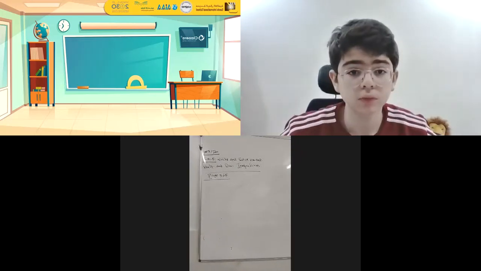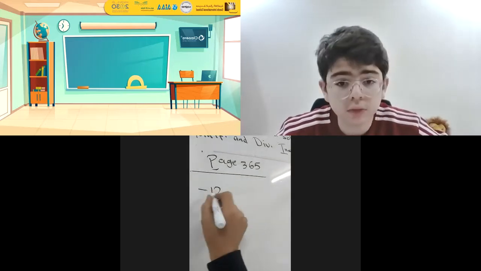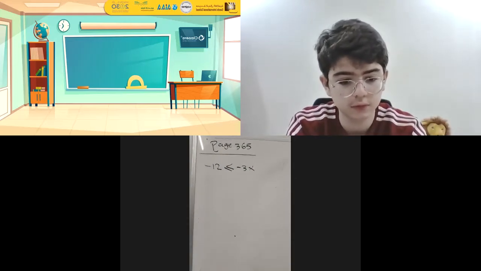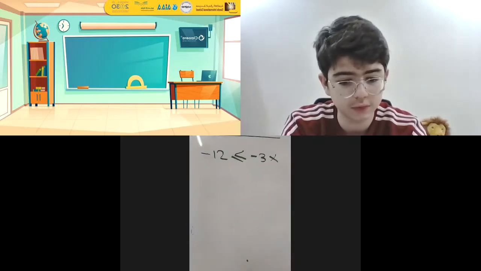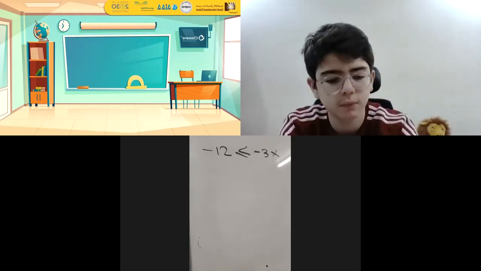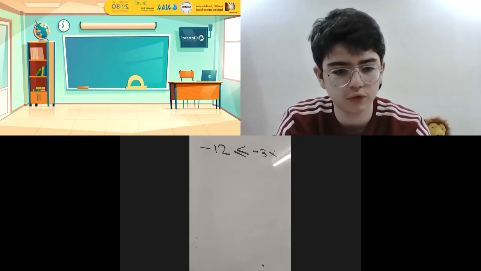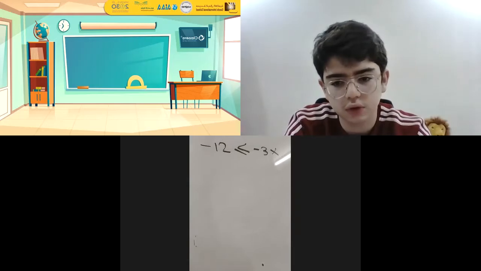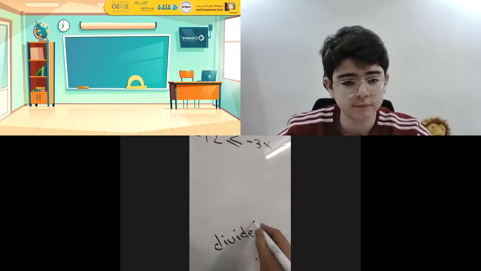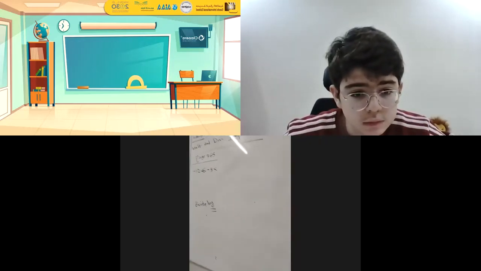Page 336, exercise 2. Negative 12 less than or equal negative 3x. This is an inequality. We need to solve it, right? Can you tell me what we have here? Do we have multiply or divide in the inequality? Multiply. What will we do if we have multiply? Divide, on negative 3. Not divide negative 3. Divide by negative 3 in both sides. See the word by? It's important. Divide by negative 3 in both sides.